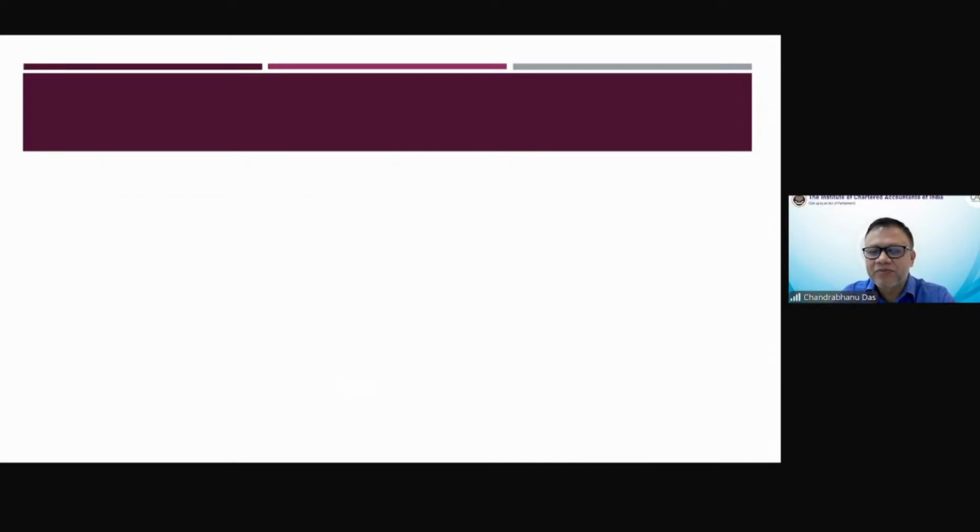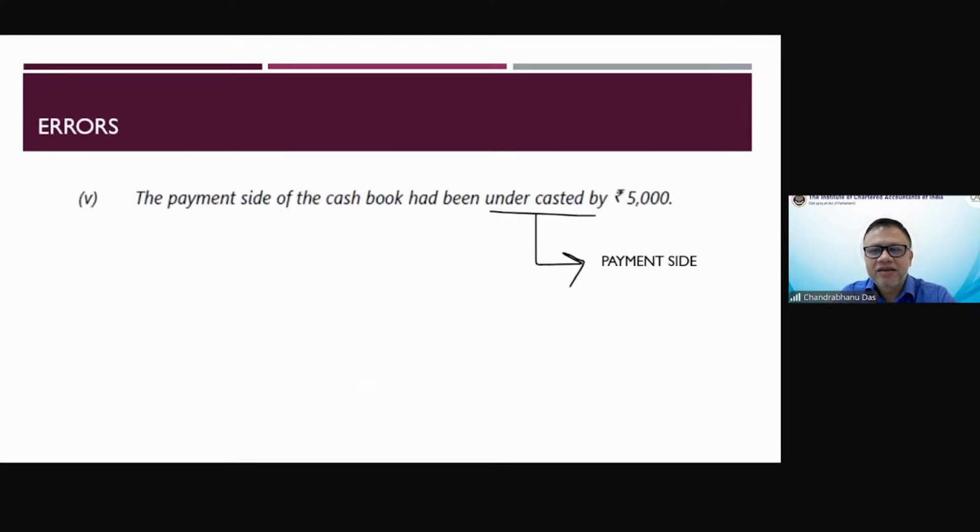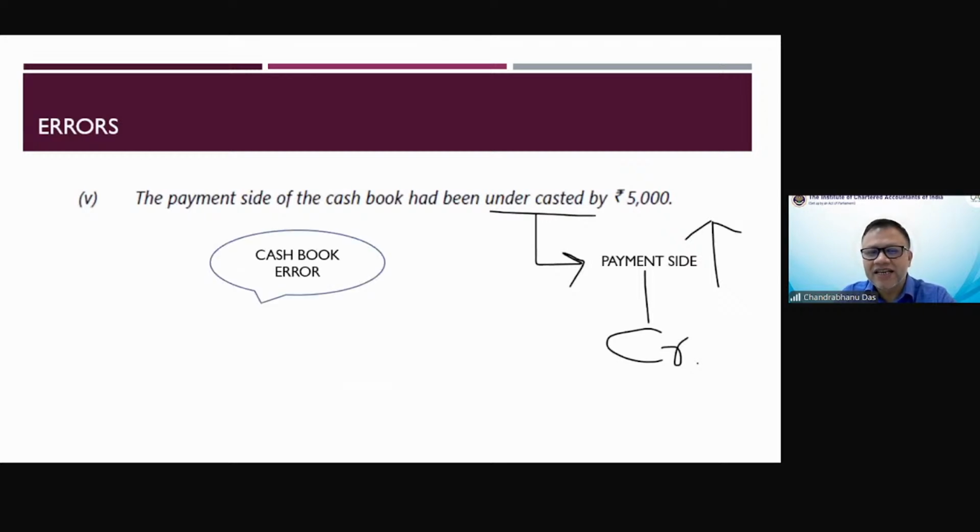So 2 lakhs has been paid, but was not entered. Payment side was undercast. So you have to increase the credit side because it's undercast, and it is a cash book error.